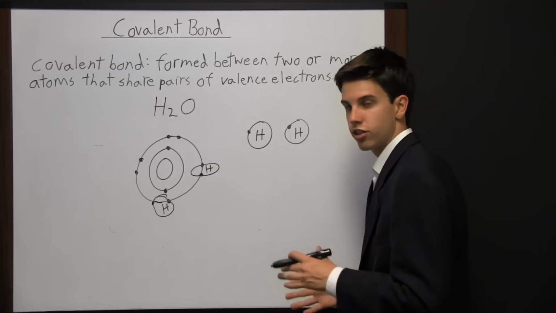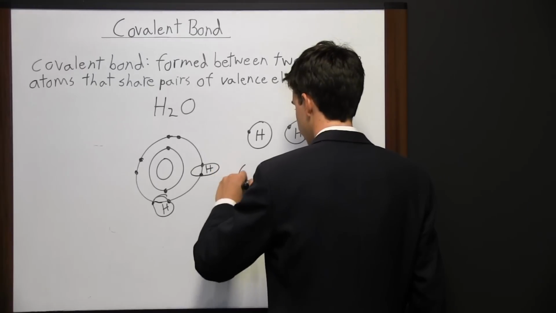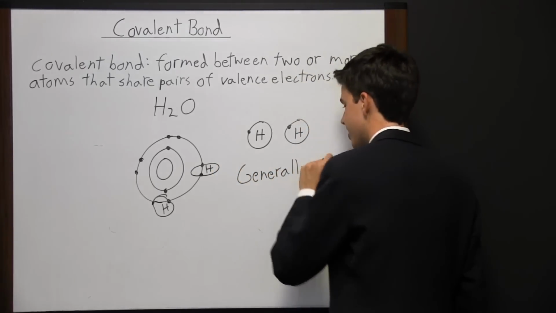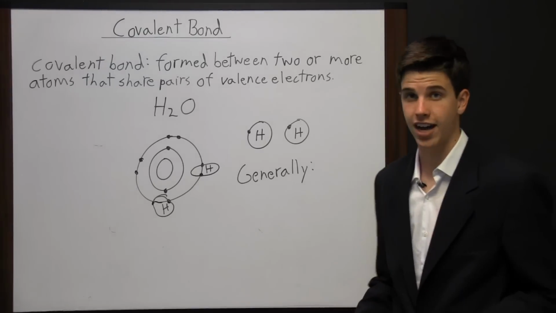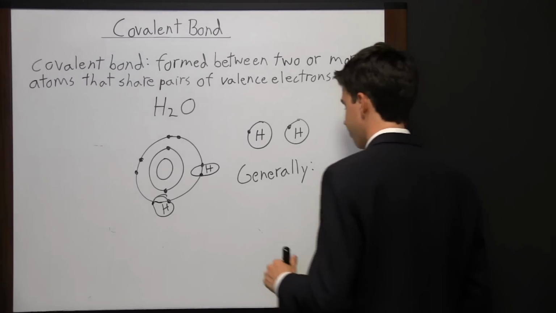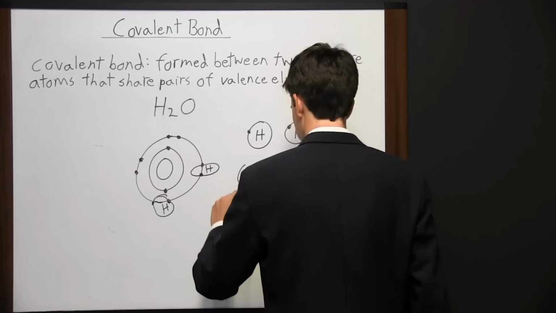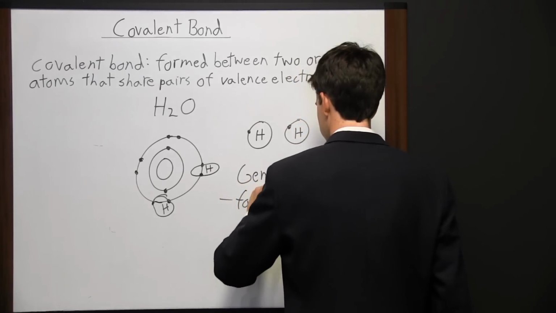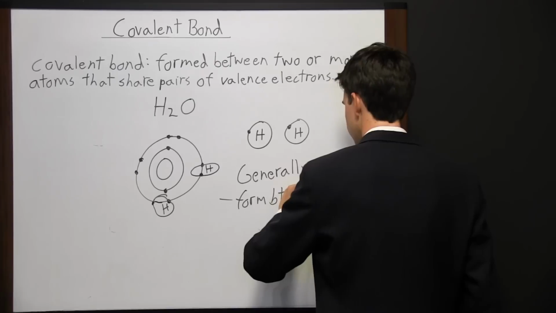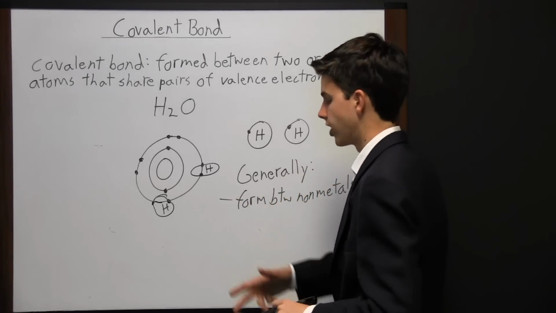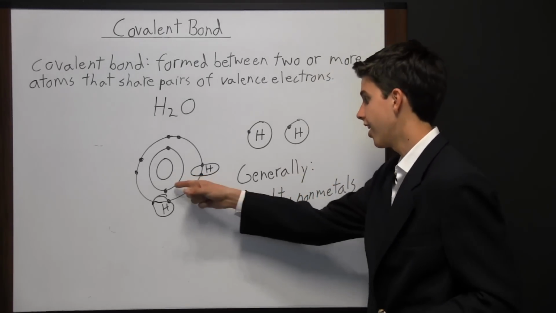Now I want to go over some things that are generally true about covalent bonds, but I'm not going to present these as facts because they're not facts and they're not laws. They're not always true. They're just generally true. And so covalent bonds generally form between nonmetals. And if you look to our example, here we have 2 covalent bonds formed between nonmetals because oxygen and hydrogen are both nonmetals.